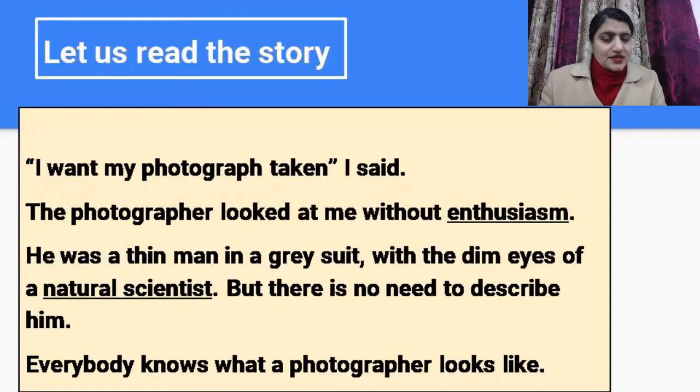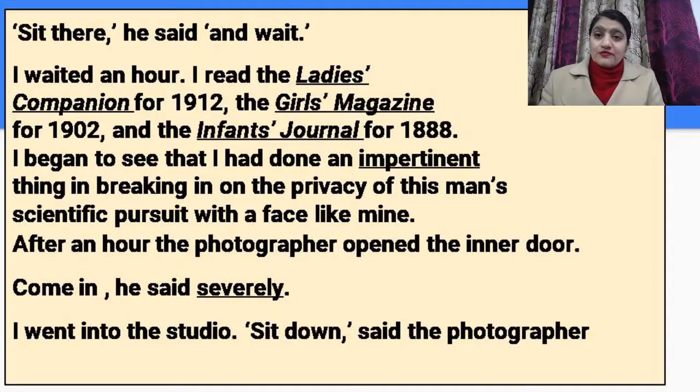Who was a natural scientist? Somebody who was born with the instinct and curiosity to study things carefully, thoroughly, through experimentation and tests. So, at the first superficial level, the narrator found the photographer a natural scientist from his demeanor, his conduct, and his looks. So he seemed to be busy in a very serious affair in his studio. And the photographer says something to the narrator. He says, "Sit there," he said, "and wait."